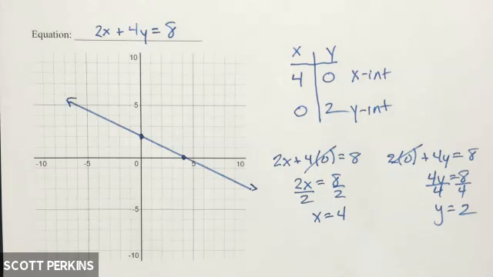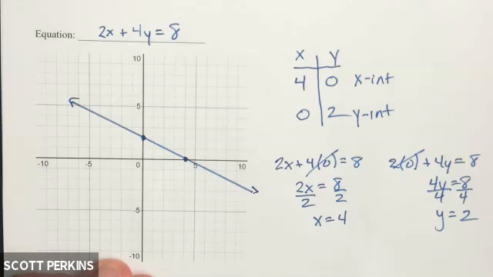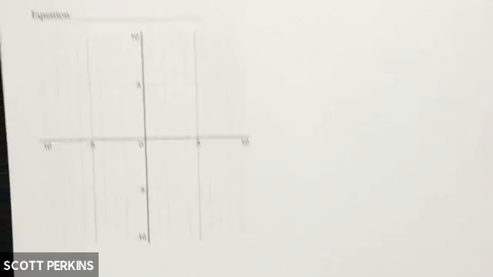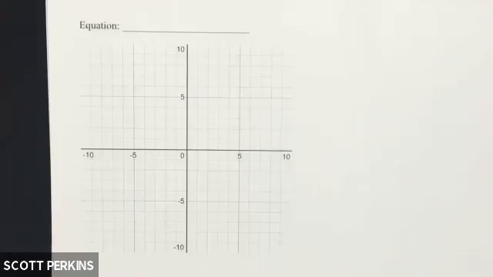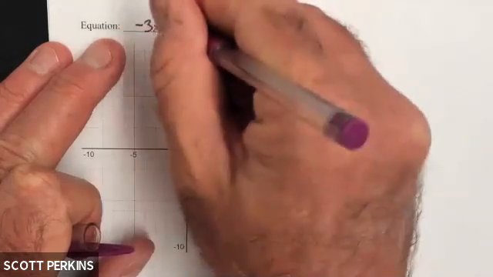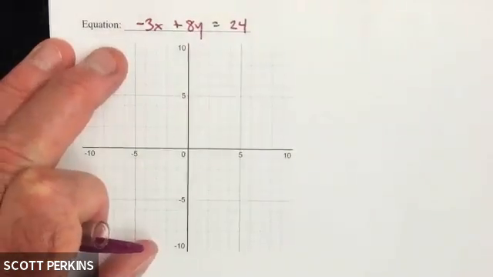Just one more for good measure, just to make sure we're repeating and learning. So if you have any questions about this process, please feel free to chime in. Can I move the page? Everybody good? All right, here's the other one I would like you to do, please. I would like you to do negative 3x plus 8y is equal to 24.